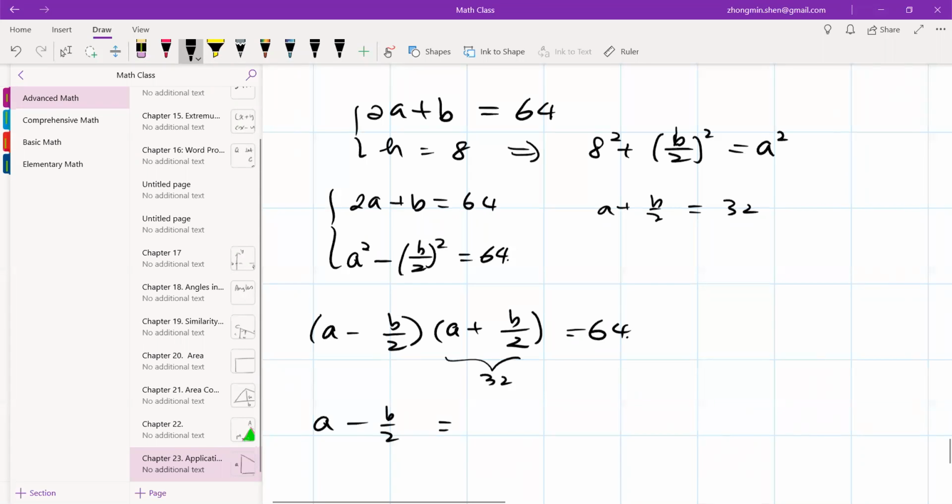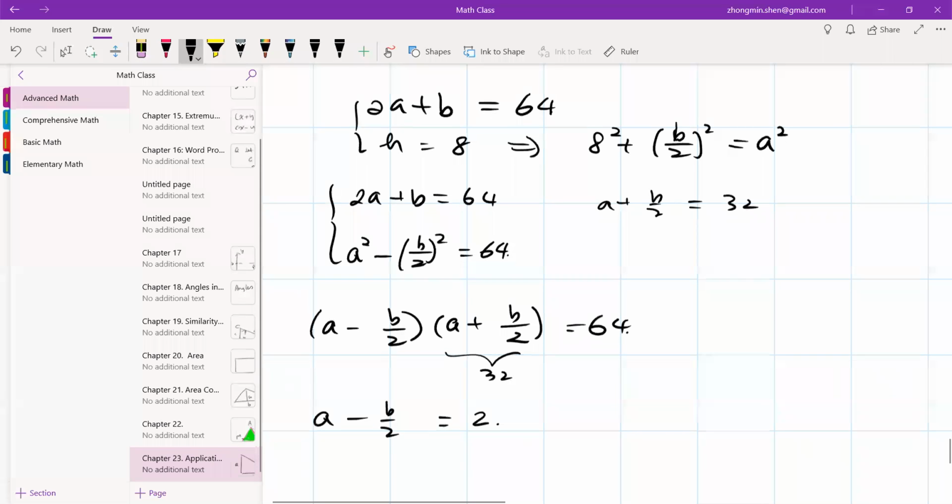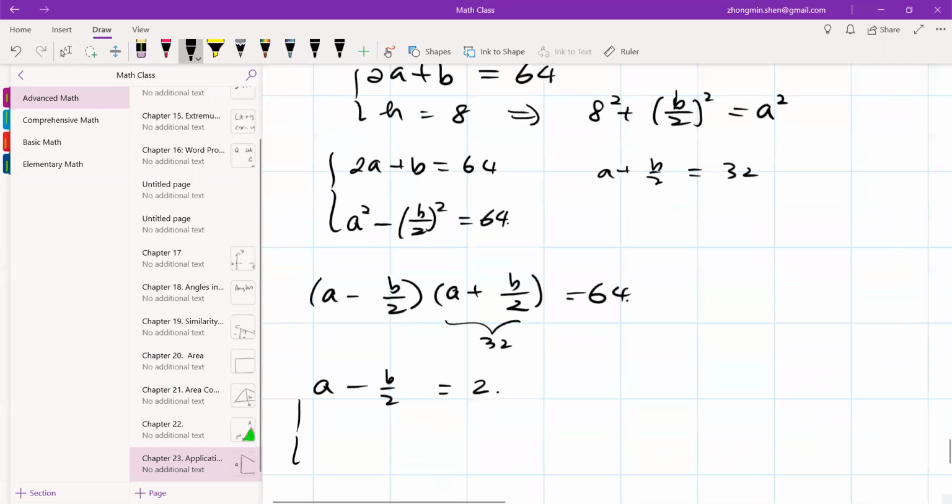So 64 over that is actually just 2, right? Because 64 divided by 32 is 2. So now you have two equations: a plus half of b equals 32, and a minus half of b is 2. So add them together: 2a is 34, a is going to be 17. Okay? And if a is 17, then you can get b.